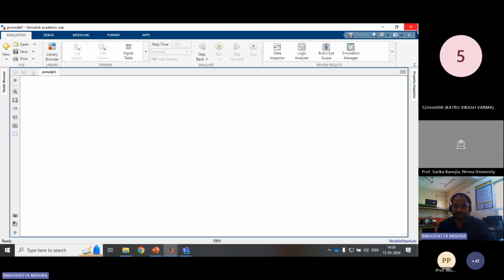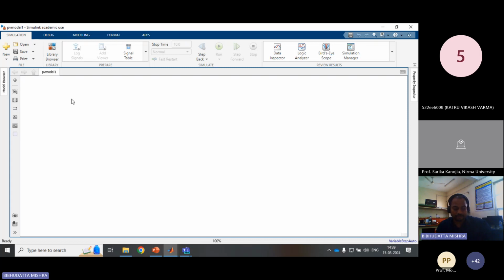While modeling, if anyone has any doubt, they can also raise or ask while I am doing the same, so that this session will be much more interesting and meaningful. So in the Simulink platform, going to a new tab, new Simulink blank model file.